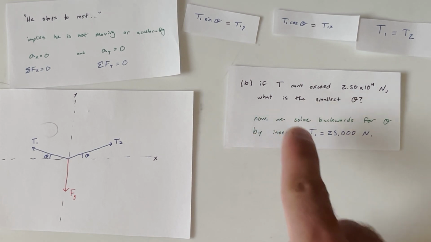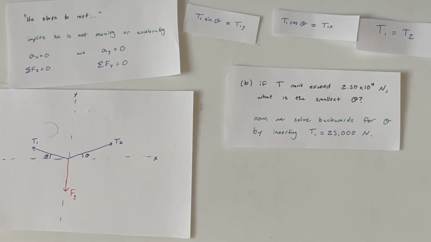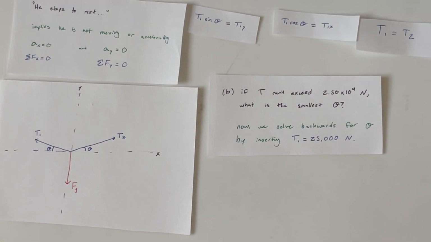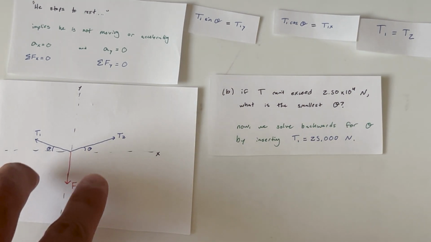All right, part B is asking, if tension cannot exceed 2.5 times 10 to the 4th newtons, so scientific notation, we're looking for the smallest angle possible that allows the tension not to break. So the reason this is different is, right, tension is going to get bigger as this angle gets smaller.